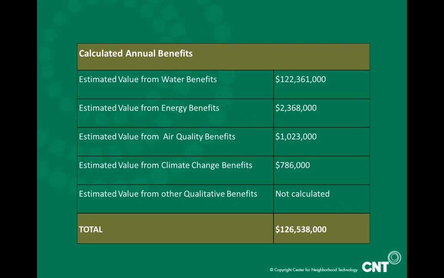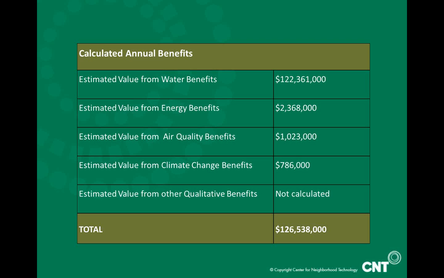And here's just sort of a final tally sheet for the numbers that we did calculate. You can see at the bottom there that adding all those calculations together, you get $126 million per year of benefits for the complete implementation of their green infrastructure plan in Lancaster. And this can be done.